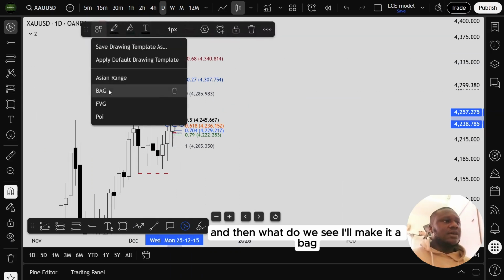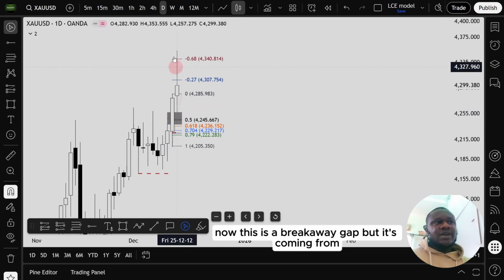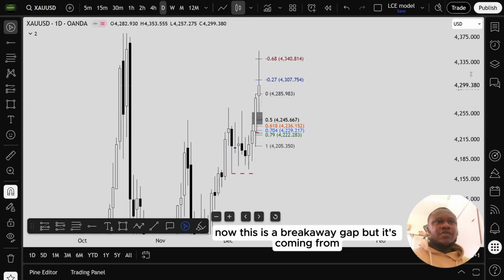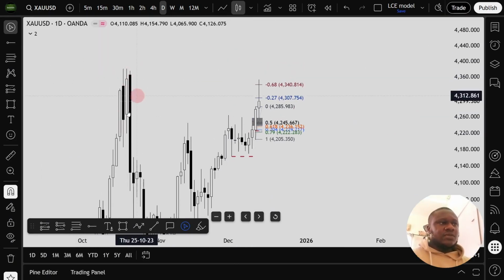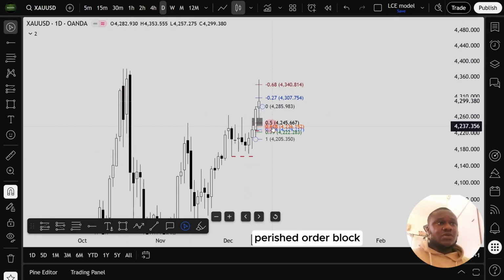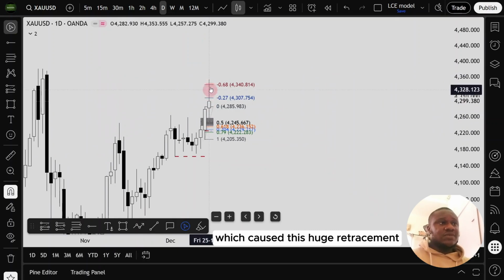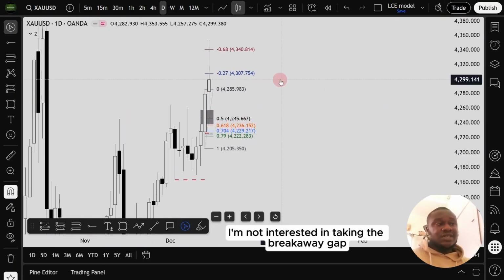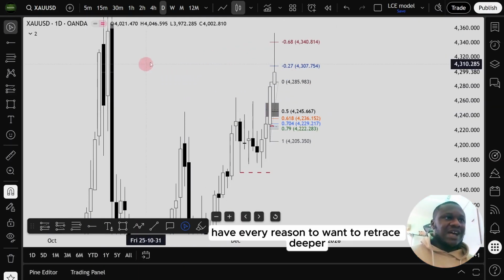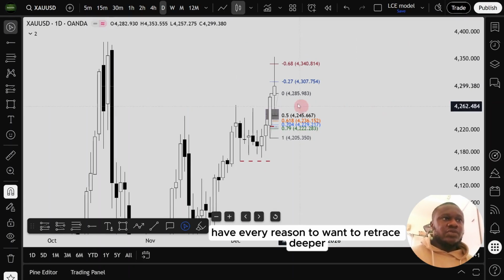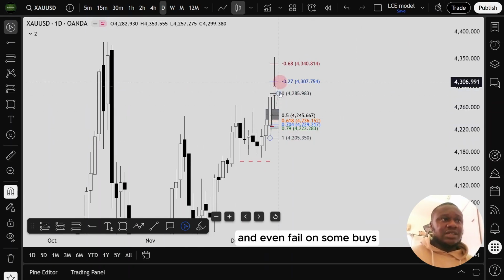I'll make it a bag. Now this is a breakaway gap, but it's coming from this bearish order block, which caused this huge retracement, this huge reversal. Because of that, I'm not interested in taking the breakaway gap, because price have every reason to want to retrace deeper and even fail on some buys until there is new bullish pressure.